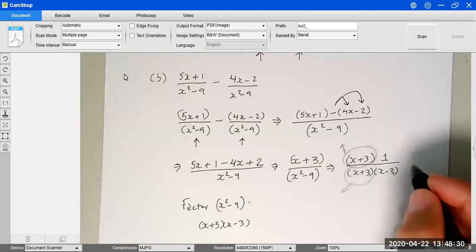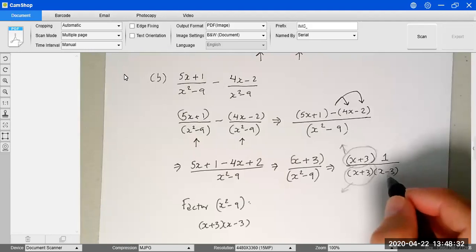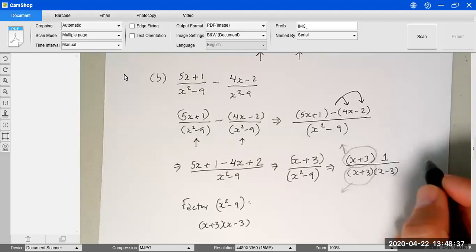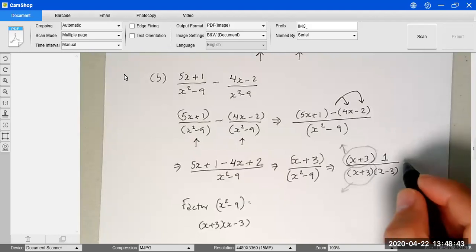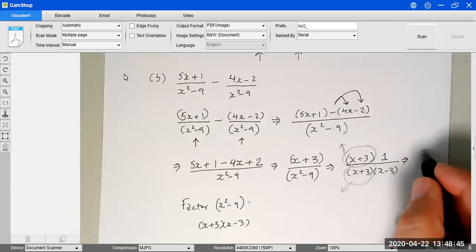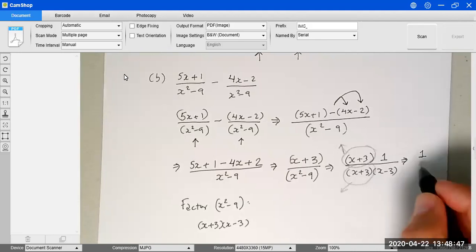Don't forget that. What is in the denominator remains in the denominator. So you cannot write this as just x minus 3, because the rest of the expression vanished, and that would be the wrong answer. So the right answer is just writing 1 over x minus 3.